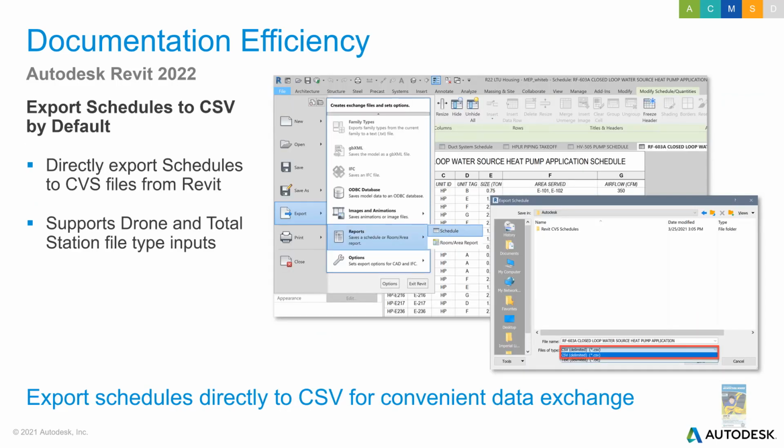Exporting schedules to CSV by default is now available. So before it was just TXT, and now you can export to CSV, comma separated value, and hopefully it should retain all of the data and the formatting. It also supports drone and total station file type inputs as well.